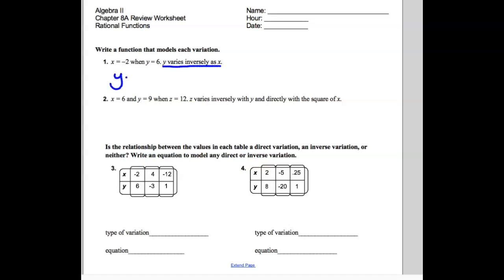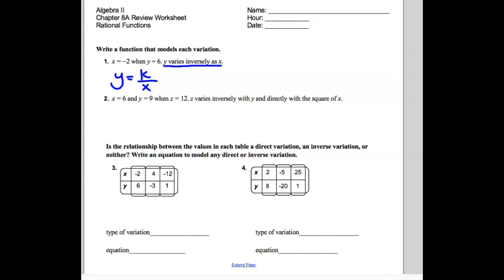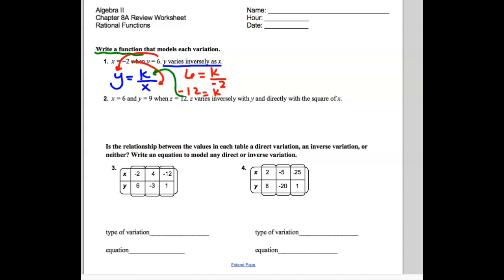So we start out with that basic structure for inverse variation, y equals k divided by x, and we can plug our values in. We can put a -2 in for x, we can put a 6 in for y, and we can use that then to solve for k. Multiplying the -2 to the other side, we get -12 equals k. Our last step then is to actually write the function by plugging that value in for k. So we get y equals -12 divided by x.